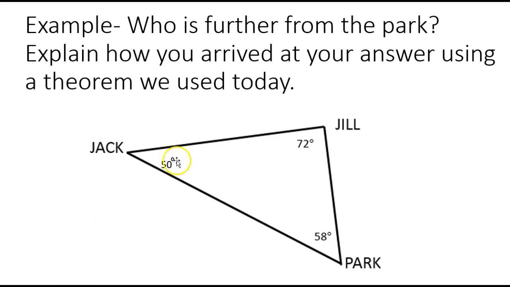Okay, so I know that this angle has to be 50 degrees because all three angles have to total 180 degrees. So now that we know this, we can start to compare the side lengths of our triangle. And so I would start by looking at the smallest angle, so 50. Across from that is going to be the smallest side.